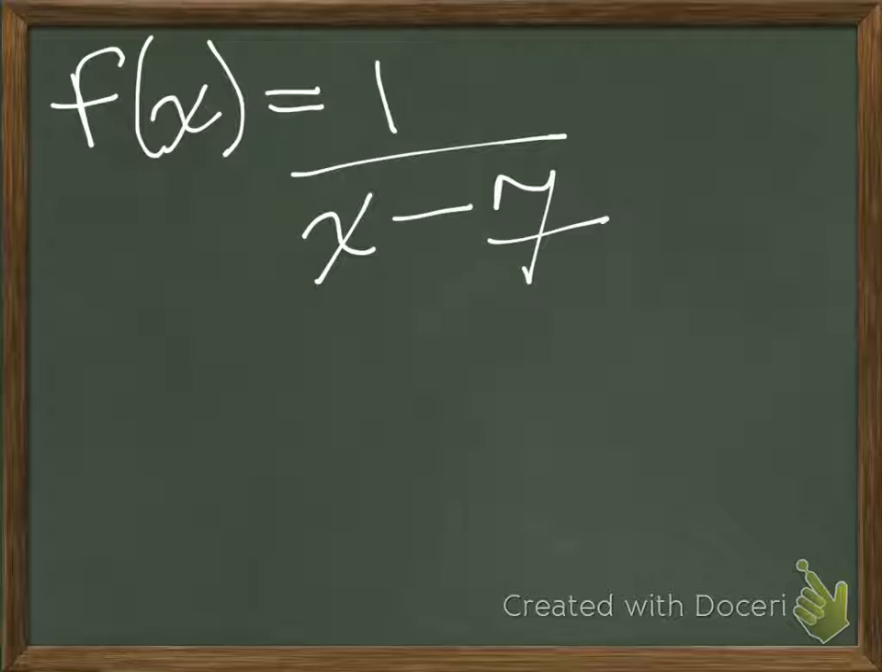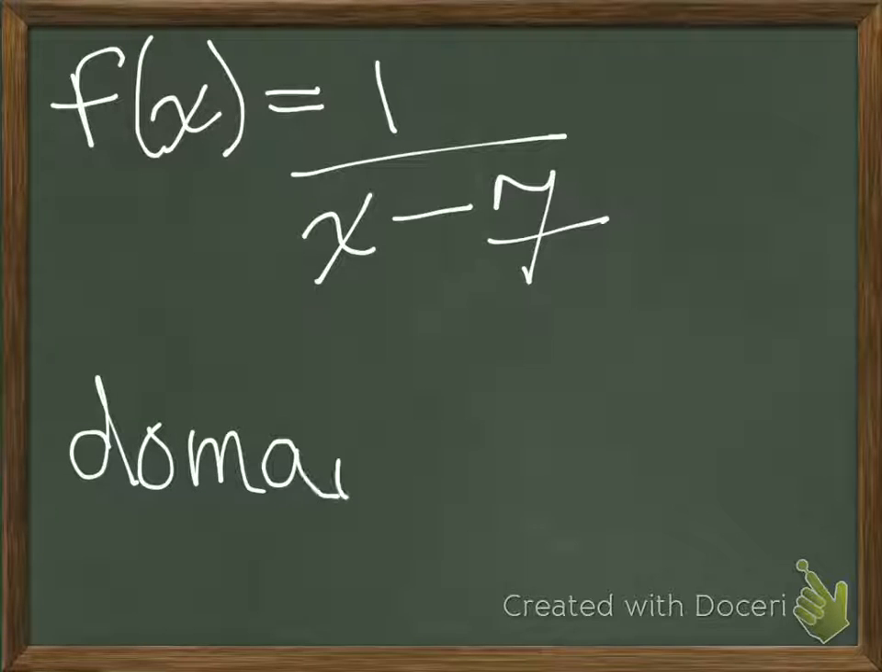Okay, so here's our first example. Find the domain. And we'll talk about range later. Notice that instead of y, I'm using f of x. I'm using function notation. That's just another way to say y. So we want to get used to seeing f of x instead of y.